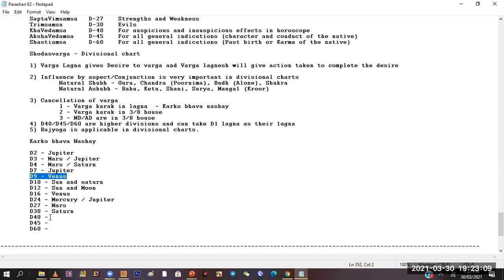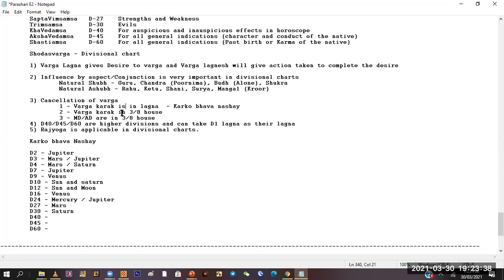For D40, D45, and D60, these are the higher divisions, and I have clearly mentioned that these will not have any Karakas. Rajyogas are applicable in division charts. Fine. So now, when the Karaka of the Varga is present in the Lagna of the Varga, it will cancel the Varga itself.